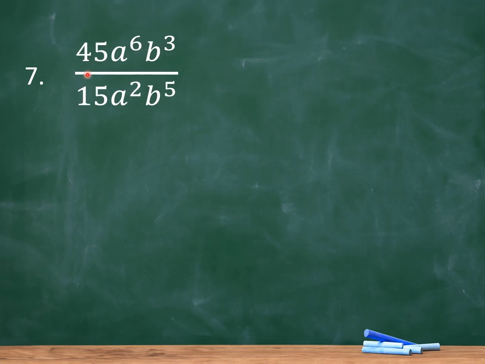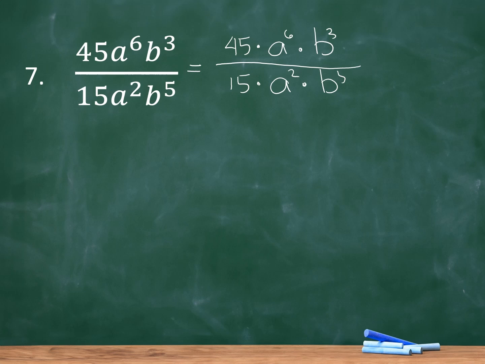Example number 7. 45a to the power of 6 b cubed is divided by 15a squared b to the power of 5. So to answer this, we do the same thing. We can think of the numerator as 45 times a to the power of 6 times b cubed, and we can think of the denominator as 15 times a squared times b to the power of 5. So what we're gonna do, we will deal first with the numerical coefficients.